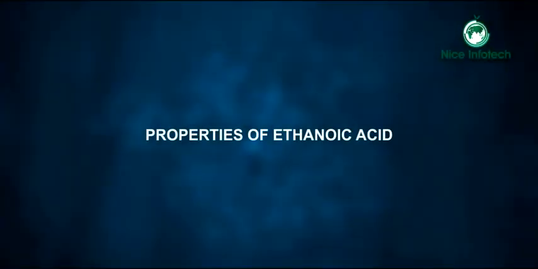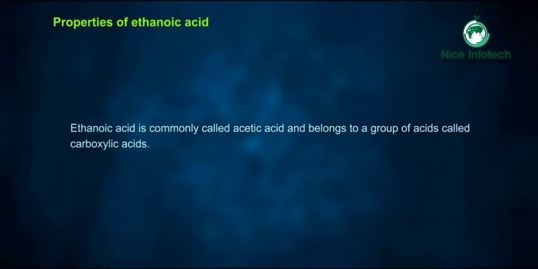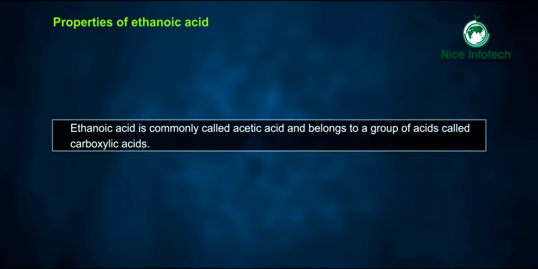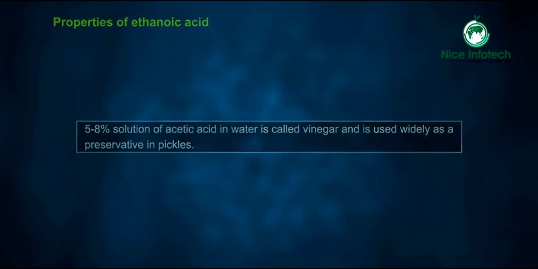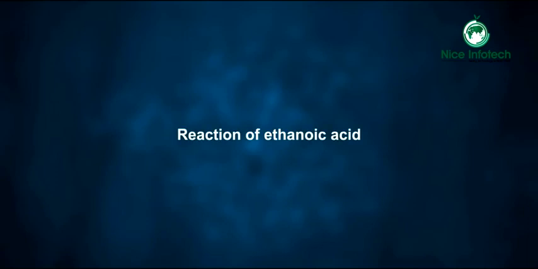Properties of ethanoic acid. Ethanoic acid is commonly called acetic acid and belongs to a group of acids called carboxylic acids. A 5 to 8% solution of acetic acid in water is called vinegar and is used widely as a preservative in pickles. Reaction of ethanoic acid.